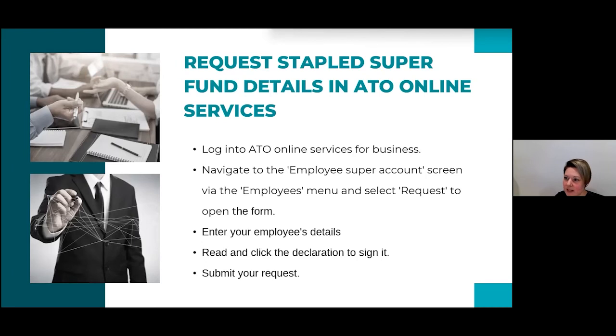Request stapled super fund details in ATO online services. So this is going to run you through what you need to do in order to request your information from the ATO. Log into the ATO online service for businesses. Navigate to the employee super account screen via the employees menu and select request to open the form. You then enter your employee's details, read and click the declaration and submit your request. The ATO do stipulate that it can take a couple of working days at most to get the information back to you.